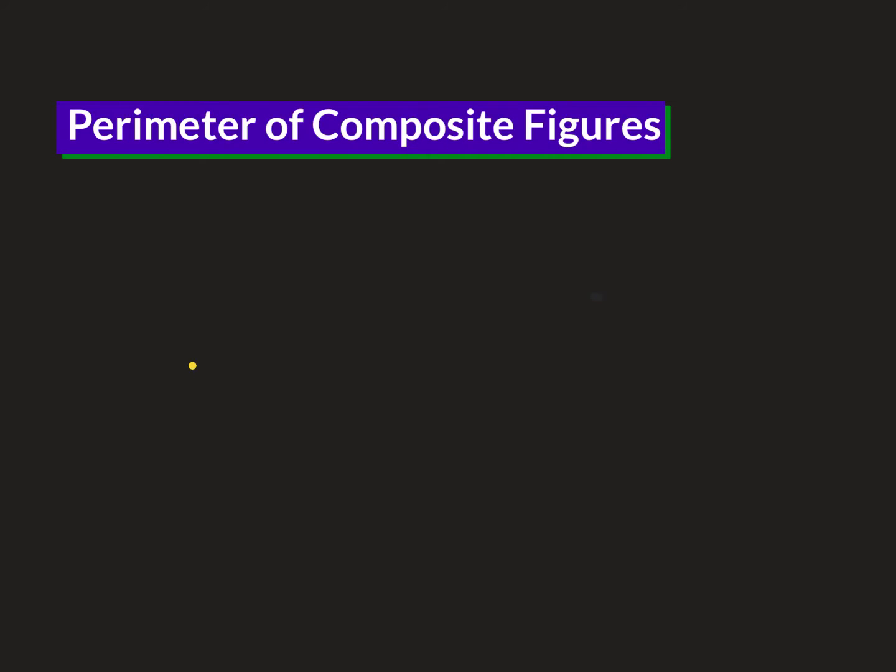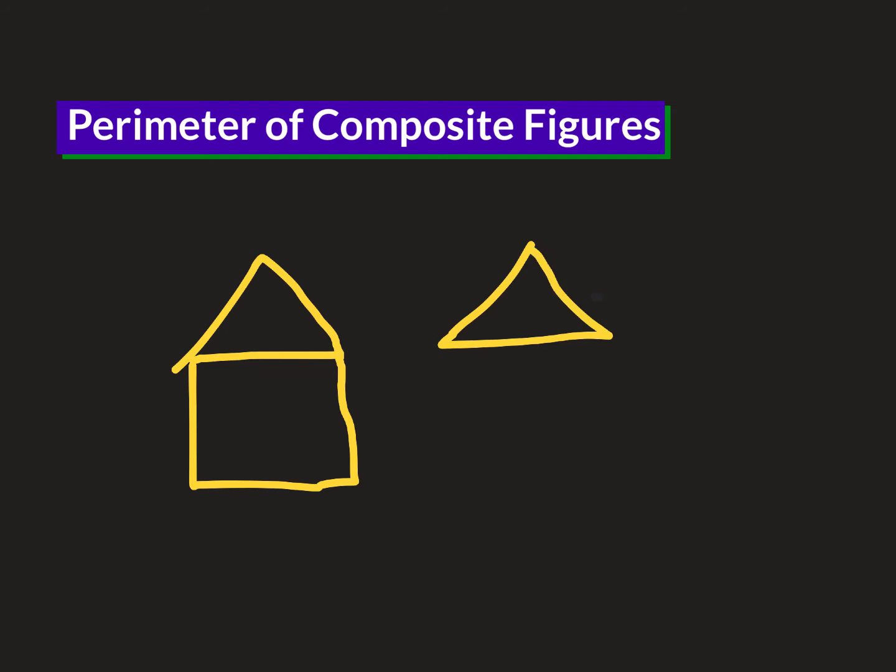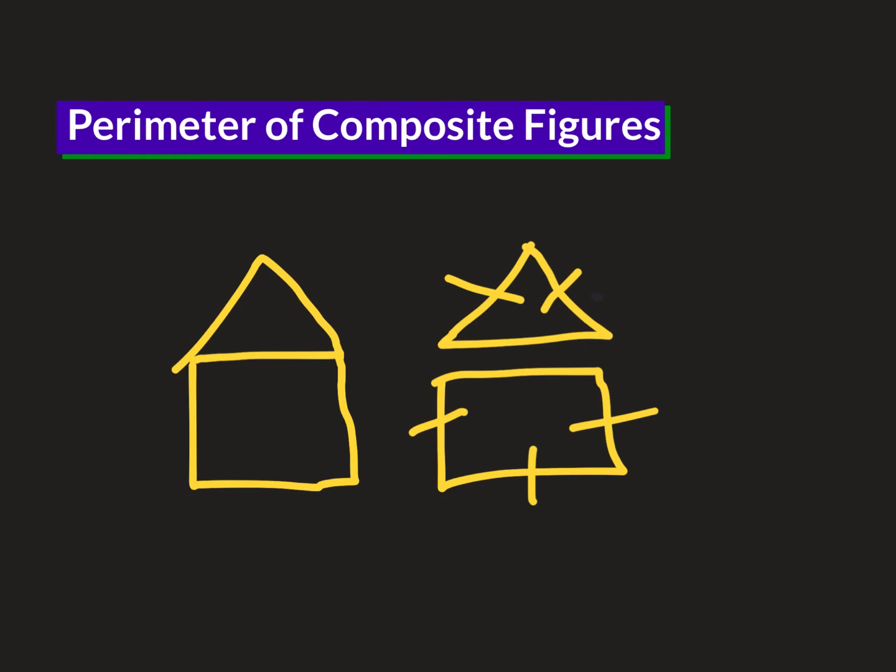Perimeter of composite figures. Composite figures are figures that are made up of different shapes. So to find the total perimeter of a composite figure, you break it into its composite shapes and add up the needed dimensions to find the total.